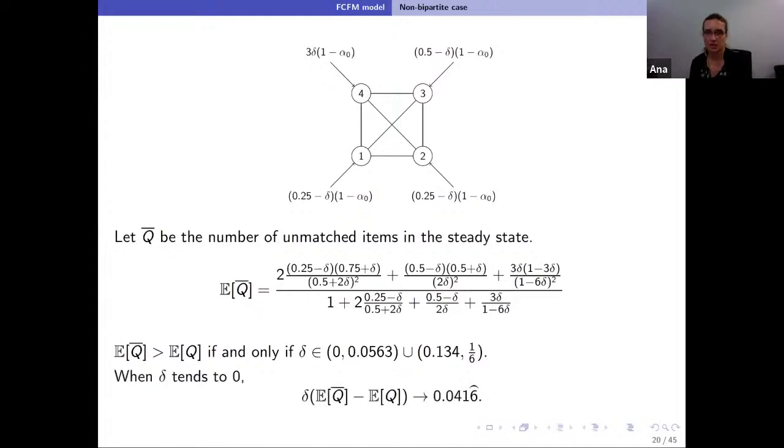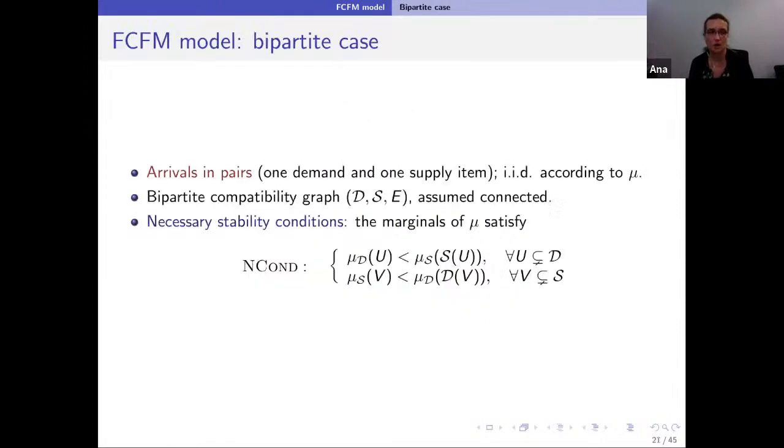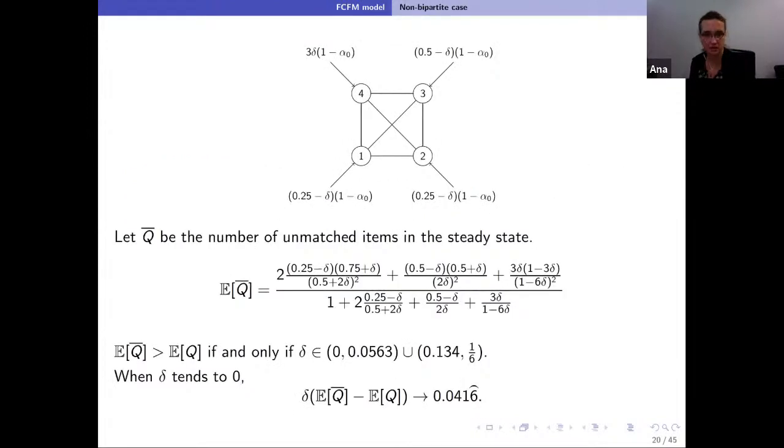And you can see that intuitively for class three, items one and two were serving this class. And now, since I added this link, they can get matched between themselves. And if the probability of arrival of item three was very close to the sum of one and two, I'm actually not helping the system by adding a link between one and two. Okay. Before going to the bipartite case, I'm going to stop for a quick question.